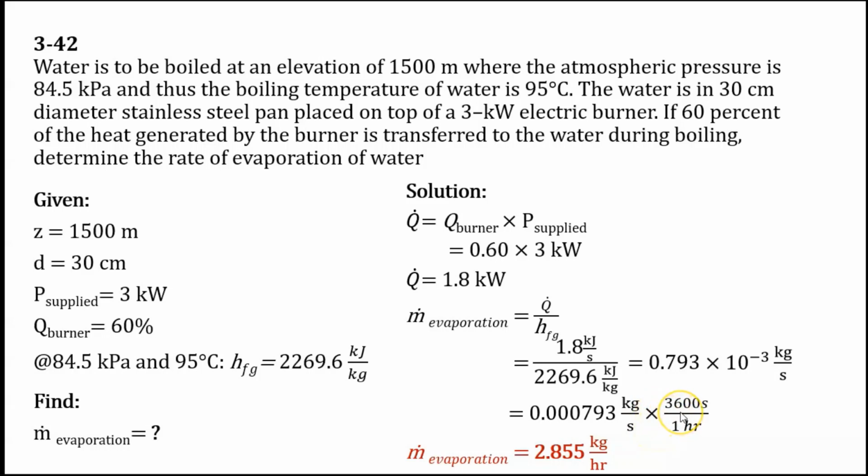There are 3,600 seconds in 1 hour, so we will multiply this by 3,600. The seconds here will be cancelled. So we now have the mass flow rate of evaporation of water, which is equal to 2.855 kilograms per hour.